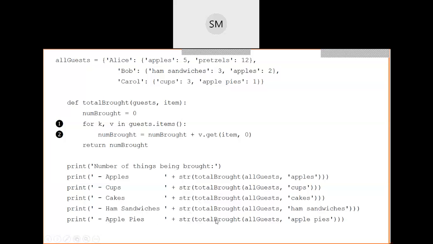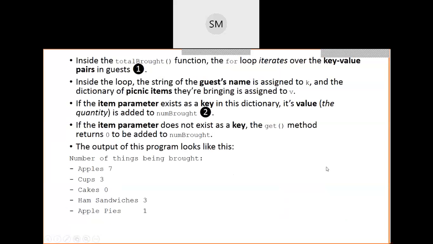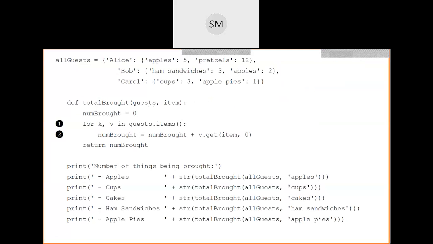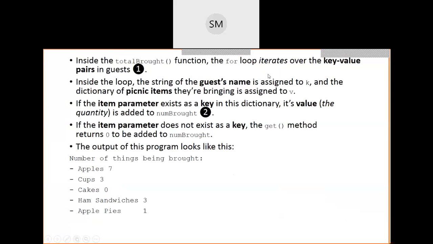So let us see the exact output of this program. See, this is the exact output of our program: number of things being brought. Apples is 7. We can observe it here because in our program, the total count of apples is 5 here and 2 here, so it is 7. The second item is cups. Total 3 cups will be at the picnic spot, because somebody brought 2 cups and somebody brought 1 cup.